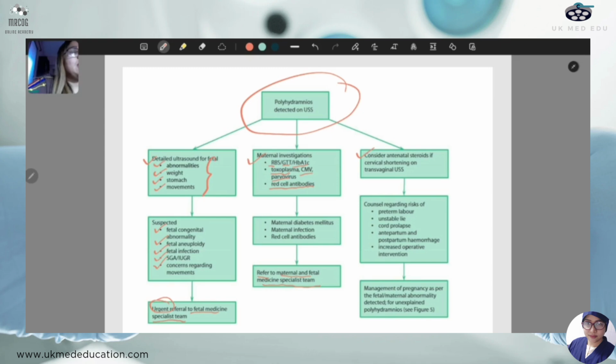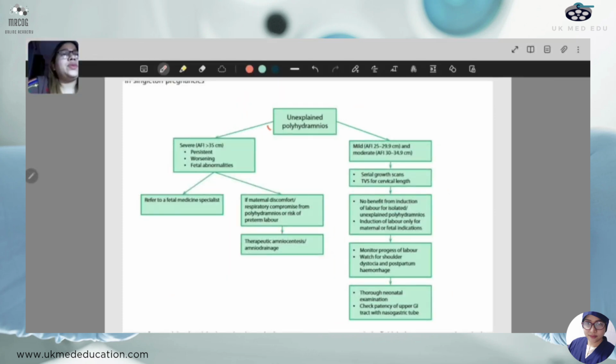Next step is to consider antenatal status if any cervical shortening is present on transvaginal ultrasonography. And also you have to counsel regarding the risk of preterm labor, unstable lie, cord prolapse, antepartum and postpartum hemorrhage, and increased operative interventions. Ultimately, management depends on the underlying causes. If a maternal or fetal abnormality is detected, treatment is tailored accordingly. In case of unexplained polyhydramnios, I will show you another slide.